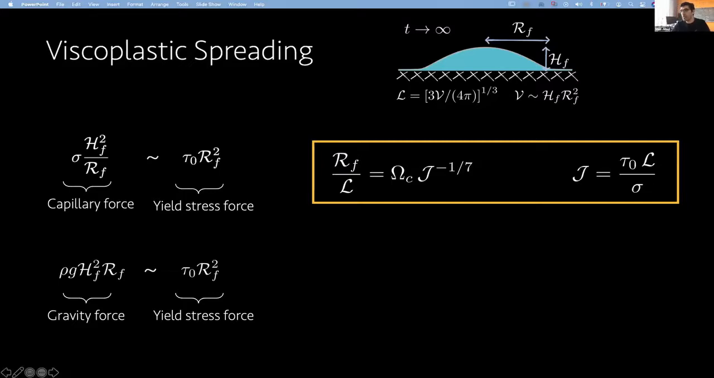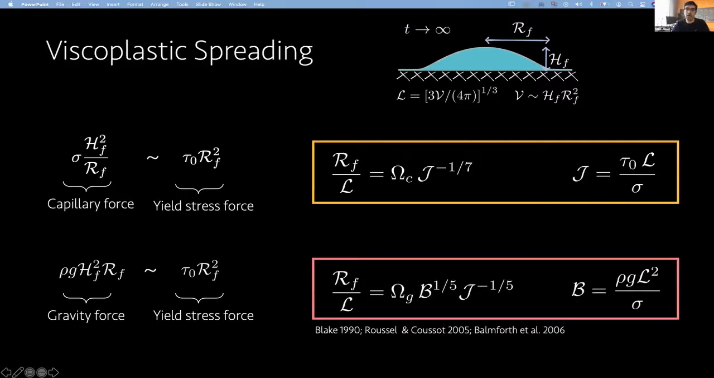Then you can write gravity force and balance it with the same yield stress forces, and you immediately get such a scaling, which has been known previously, in particular for applications like cement rheology. So what it says is basically the final radius now goes like this. There's again another prefactor, and now this new number shows up, B, the Bond number, which compares gravitational force and capillary forces. You should note that there is no surface tension actually in this equation I highlighted in red. I just wrote it this way to be consistent with what I have.